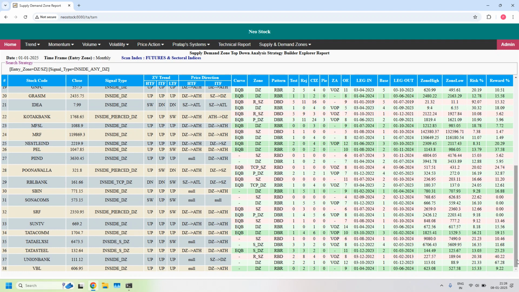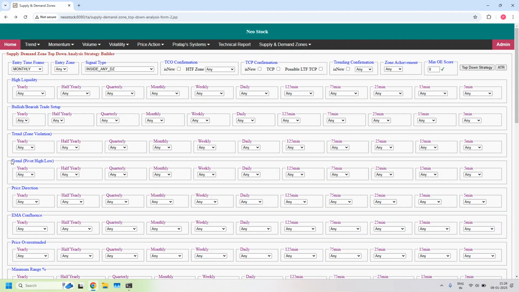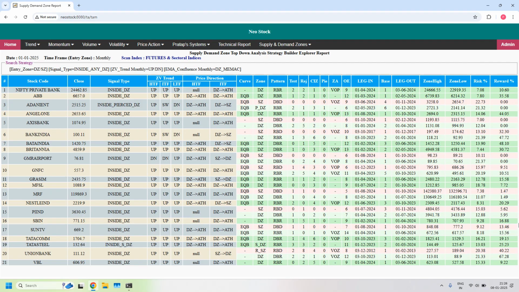Out of these 38, further we can reduce the list based on the EMA Confluence. So in the EMA Confluence at monthly time frame, monthly demand zone having monthly EMA Confluence, trend on monthly should not be sideways, so it can be up or down. Let's filter. Now the list is further reduced to 21. All these 21 monthly demand zones are having monthly EMA Confluence. Current price is closed inside the demand zone.